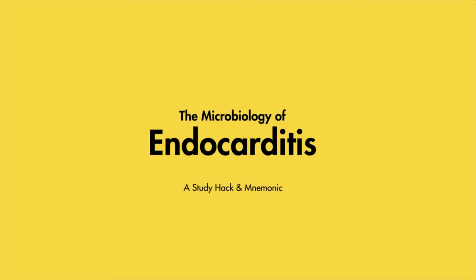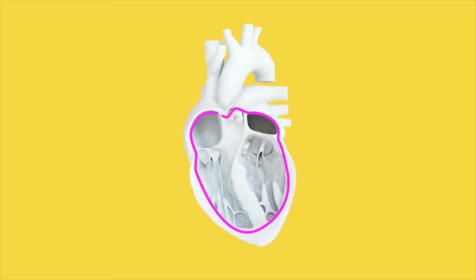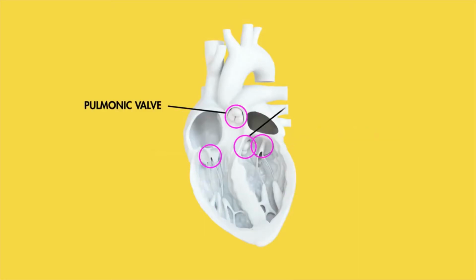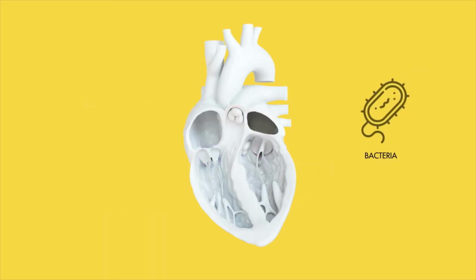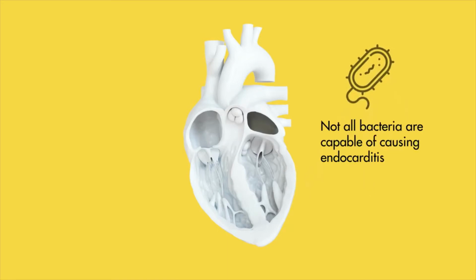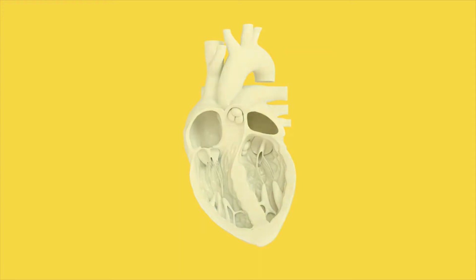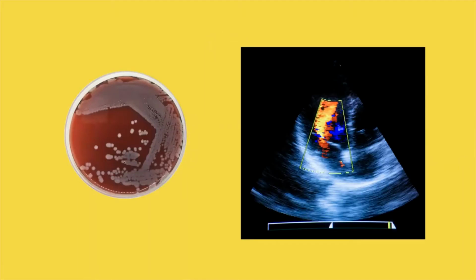Bacterial endocarditis is an infection of the lining of the heart and often involves heart valves. The infection usually starts when bacteria enters the bloodstream and then subsequently attaches to the endocardium. But keep in mind that not all bacteria entering the bloodstream are capable of causing endocarditis, and not all valves are infected equally. Regardless, the diagnosis of endocarditis is often made by culturing one of these bacteria from the blood, sometimes in combination with direct visualization on a cardiac echo.